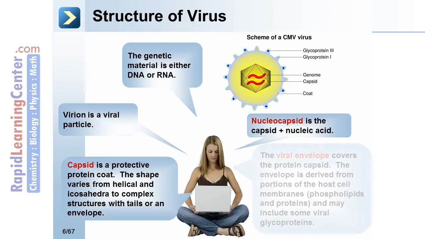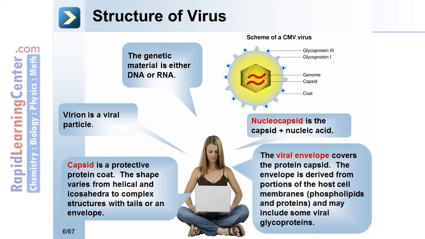Nucleocapsid is the capsid plus nucleic acid. The viral envelope covers the protein capsid. The envelope is derived from portions of the host cell membranes, phospholipids, and proteins, and may include some viral glycoproteins.